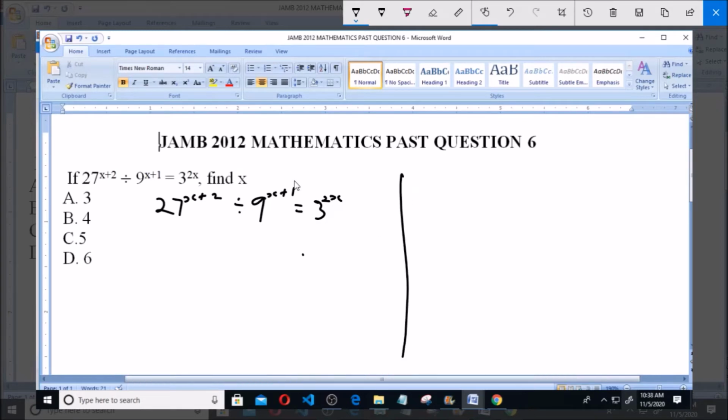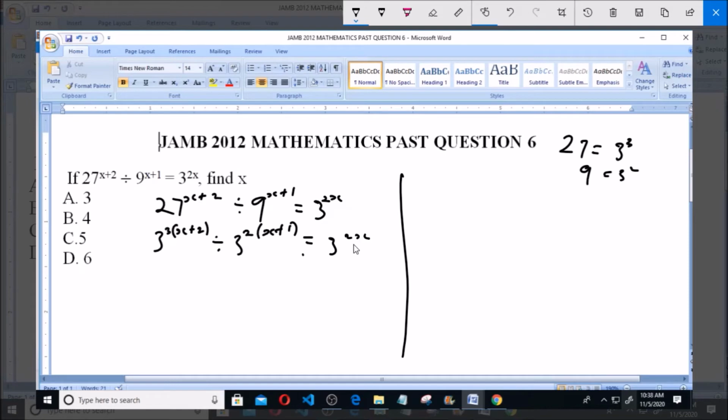Now this is a question under indices, and like we know, we can simply break this down. 27 is equal to 3 raised to the power of 3, and 9 is equal to 3 raised to the power of 2. So we can simply say 3 raised to the power of 3 into x plus 2 divided by 3 raised to the power of 2 into x plus 1 is equal to 3 raised to the power of 2x.